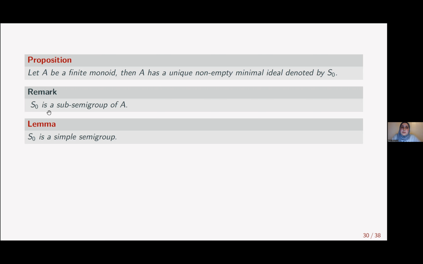And S0, the minimal ideal of A, is actually a subsemigroup of A, and it is not just any subsemigroup. It's going to be a simple semigroup, because it's the minimal ideal, so it doesn't have any other ideals except itself, so it is simple. This is the definition.